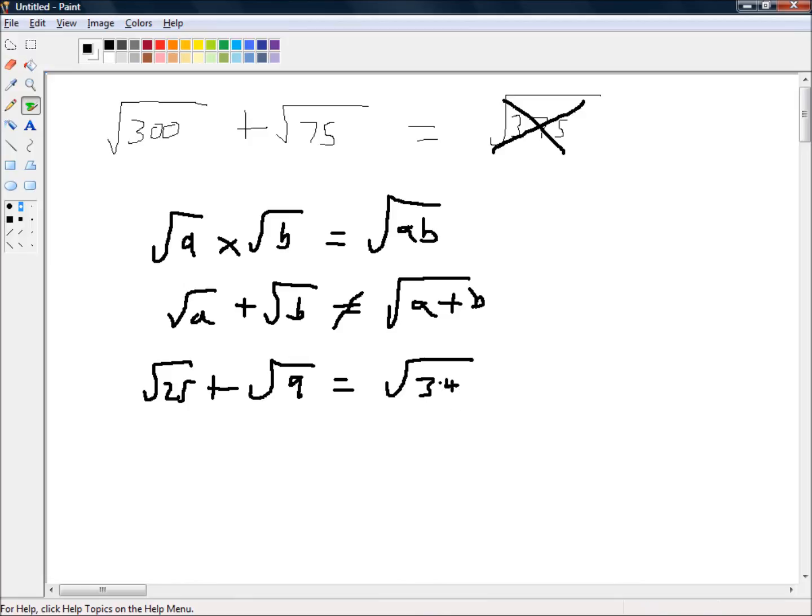Well, 34 doesn't have a whole number that's a square root, but the square root of 25 is 5, and the square root of 9 is 3. But 5 plus 3 is 8, and 8 squared is 64. So no, the square root of 25 plus the square root of 9 is not equal to, well, it is equal to the square root of 64, but that's not the same as the square root of 34. So that would be wrong. You cannot add the square root of 300 plus the square root of 75 and get the square root of 375.